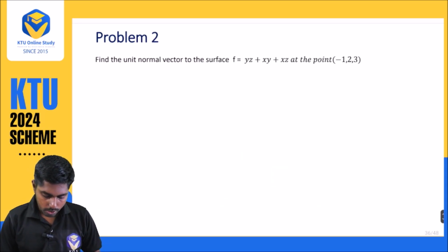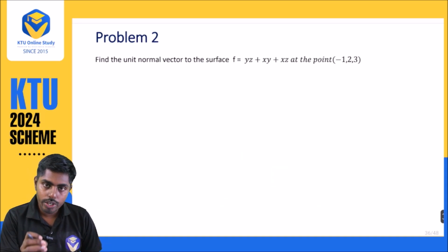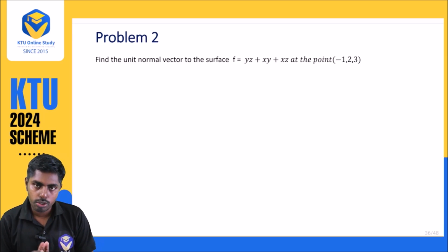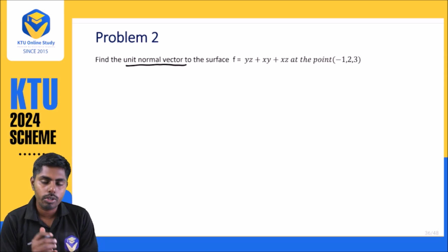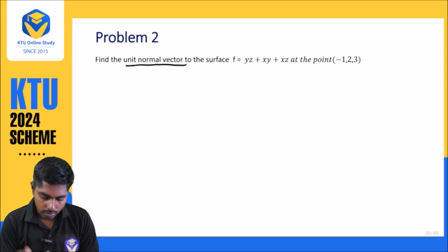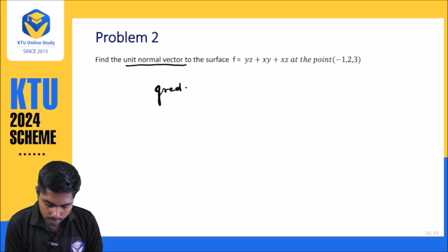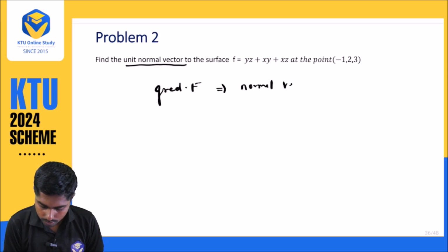Okay, problem number 2. So in problem number 2, what have they asked? Find the unit normal vector. Here also they are asking about the unit normal vector. So we know what a normal vector is. Normal vector is nothing but grad f. That is, grad f is the normal vector to the surface.